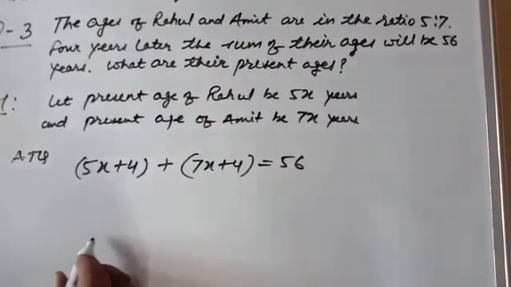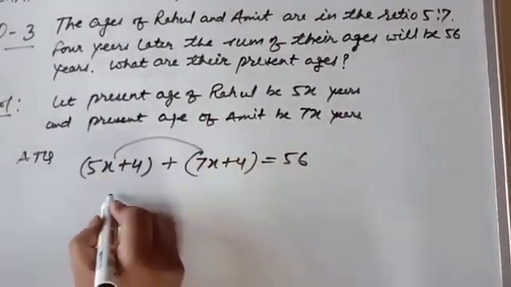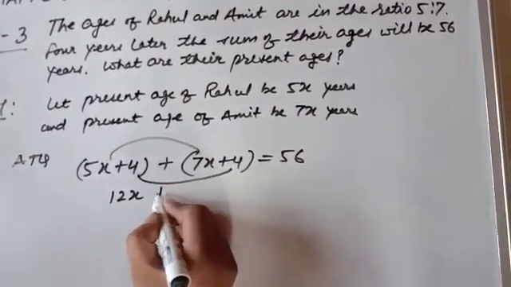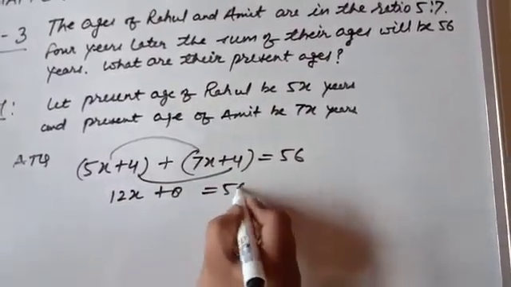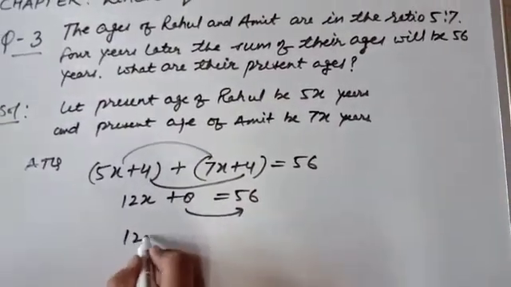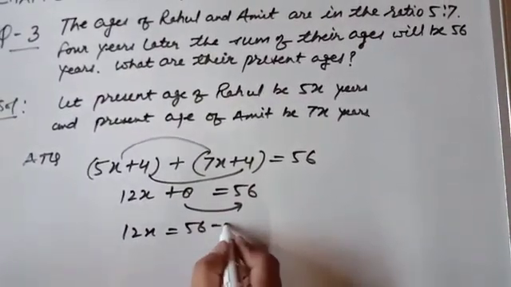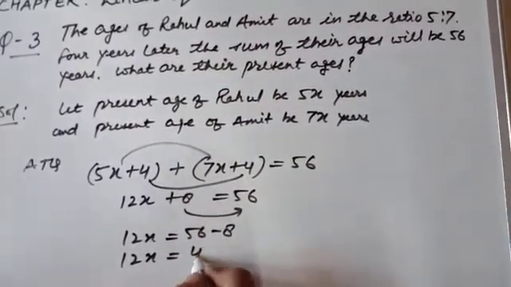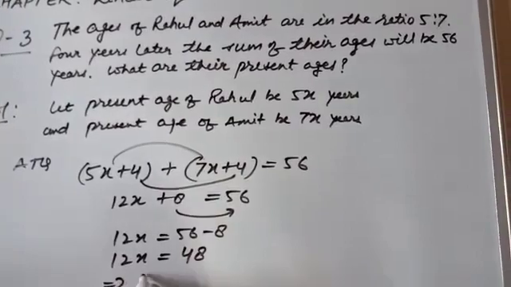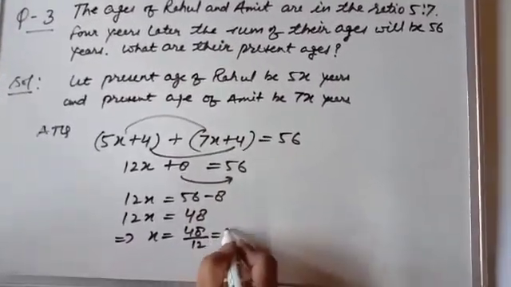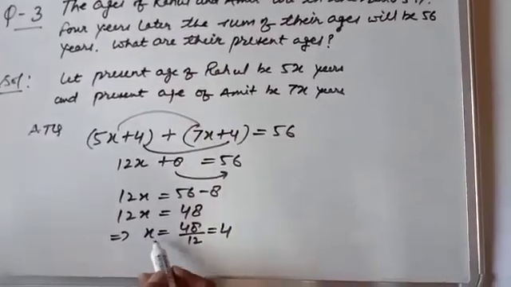The condition is given. Now we will add 5x plus 7x, that is equal to 12x, and 4 plus 4, that is equal to 8, is equal to 56. Now we transpose 8 from left to right. 12x is equal to 56 minus 8, and 12x is equal to 48. So this implies x is equal to 48 upon 12, that is equal to 4. So the value of x is 4.